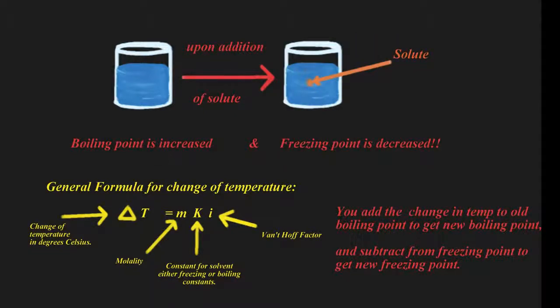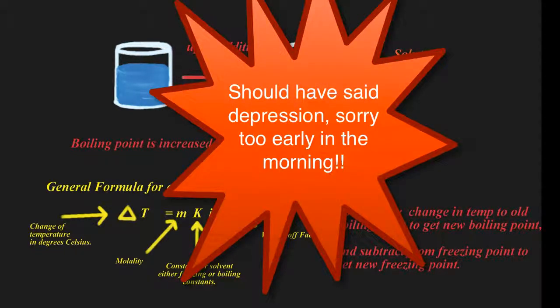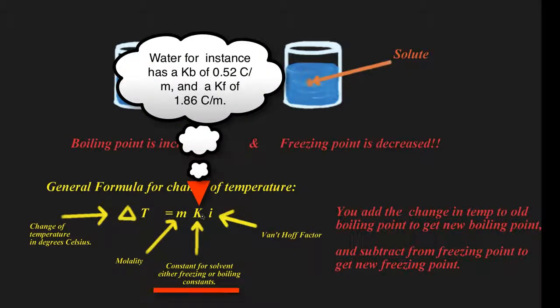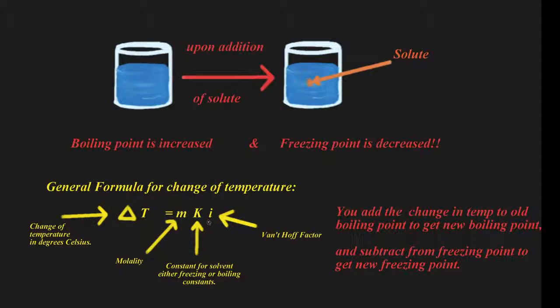Boiling point elevation, freezing point depression. What is the main formula for this change of temperature? It's right here. We've got the change in temperature in Celsius equals molality times some constant. Now this constant is going to have one for freezing and a different one for boiling for different solvents. And then a term called the Van't Hoff factor.